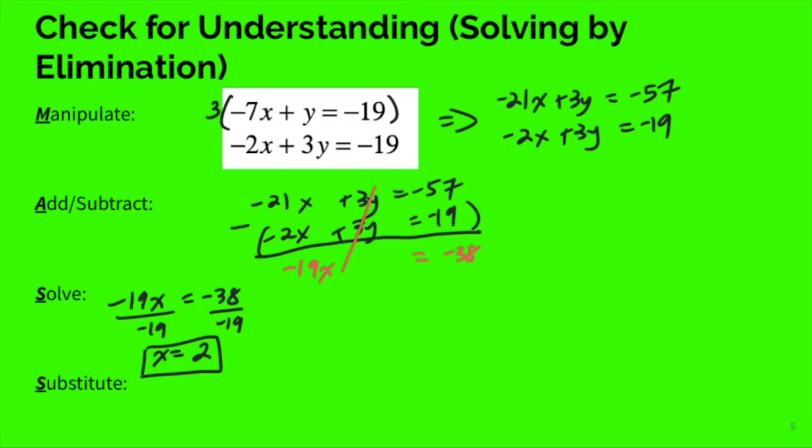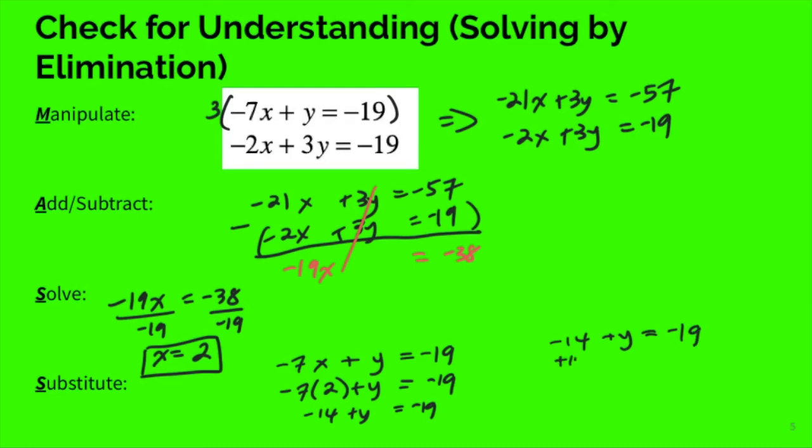So I'm going to pick my top equation, negative 7x plus y equals negative 19. And now I'm going to substitute. So this is the substitution part of my math. So I have negative 7x, negative 7 times 2. And remember, I like to substitute using parentheses, plus y equals negative 19. This is negative 14 plus y equals negative 19. Let me write it over here.